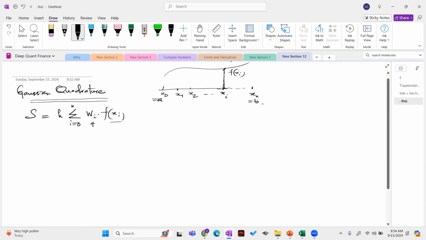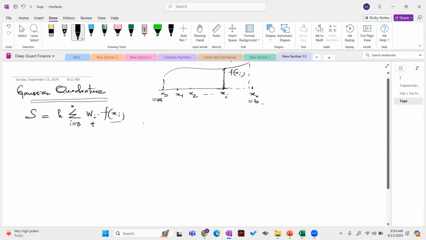The weight is sometimes 1, right? Remember, here the weight is 1, here the weight is 1 in Simpson's rule and other places also. In the middle, the weights could be either 2 or 3 or 4. We have seen all of those, right? So if you look at the big picture, it's just a weighted sum of the function values at different points. That's all we are doing.